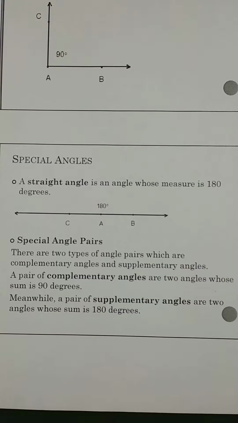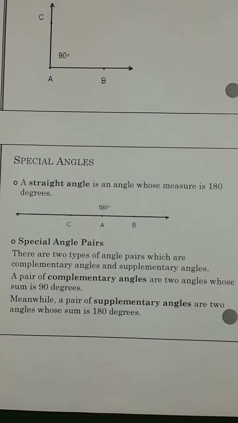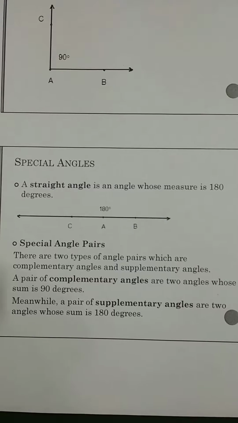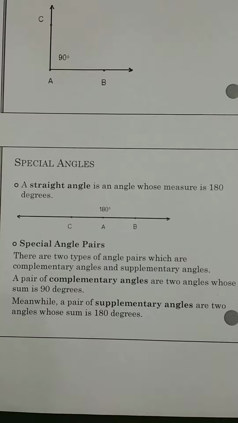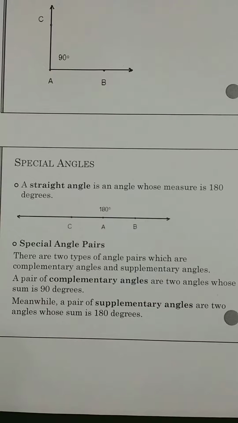Another definition refers to complementary angles as two angles that add up to a 90-degree, a right angle. So the alternate definition is two angles whose sum will be a right angle. And a pair of supplementary angles will be two angles whose sum is a straight angle, or 180 degrees. So again, right angle, straight angle, complementary angles, supplementary angles. And that's really it for our special definitions.